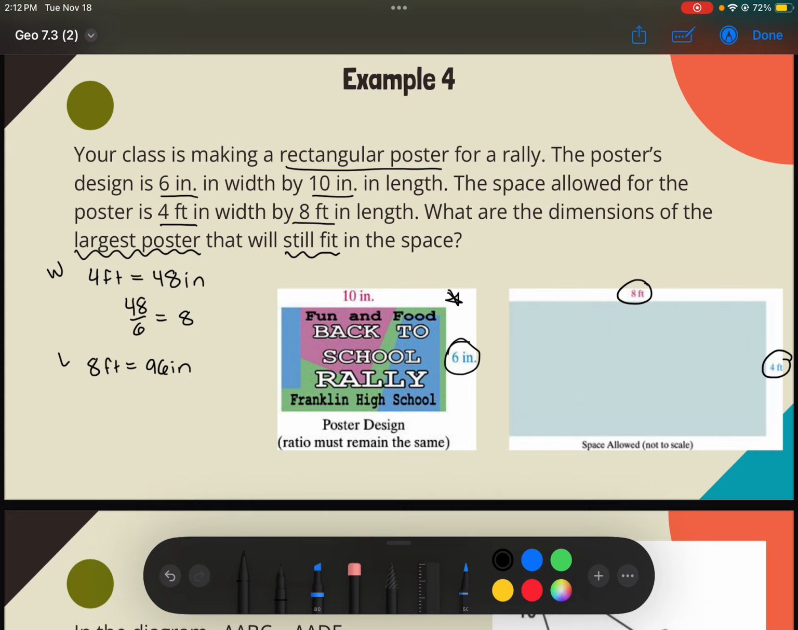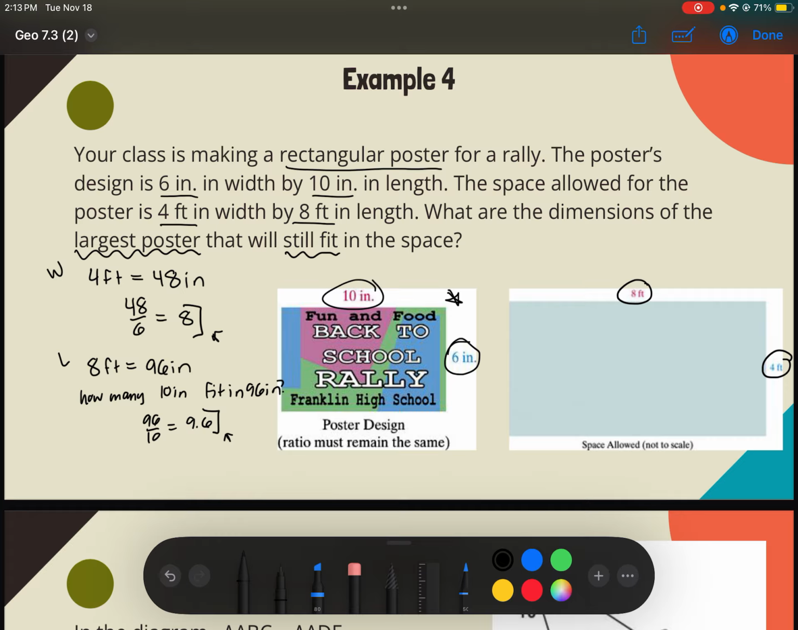Let's now check our length. So over here, okay, I have 10 inches. So how many 10 inches fit in 96 inches? 96 divided by 10, that's going to give us a decimal of 9.6, all right? So these are kind of your two options. You could either enlarge the design by 8. That's the number that we got when we compared the widths, or we could enlarge it by 9.6.